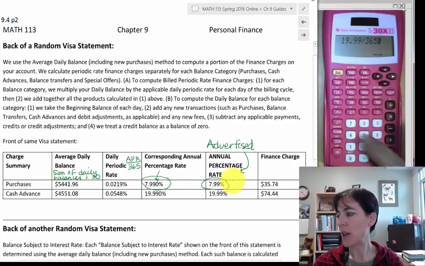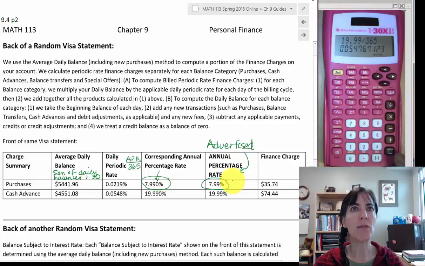So looking at the rates for the cash advance, we have 19.99%. I'll divide that by 365, and I get 0.0547, and it'll go up to 8, so 0.0548, and you can see that matches exactly with what they had for the daily periodic rate. Here's a cash advance amount, and then we want to see what the finance charges are. So I'm looking at the daily balance.